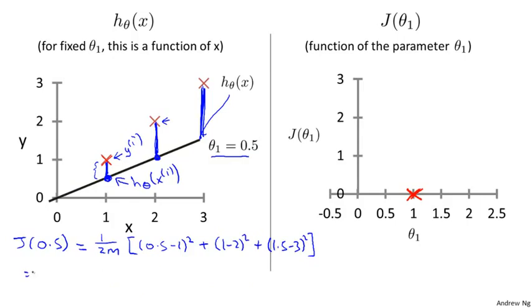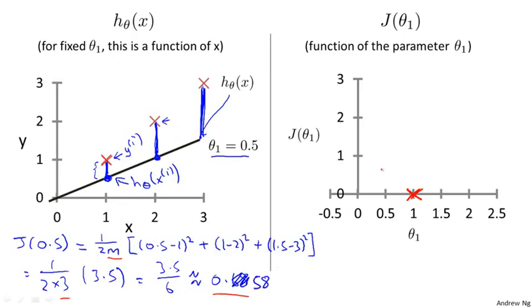And so that's equal to 1 over 2 times 3, because m, my training set size, is 3 training examples. And then that's times, simplifying the thing in parentheses, 3.5. So that's 3.5 over 6, which is about 0.58. Oh, excuse me, math error. So now we know that J of 0.5 is about 0.58. Let's plot that, which is maybe about over there. Okay?